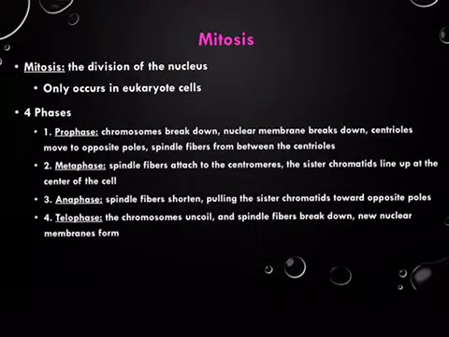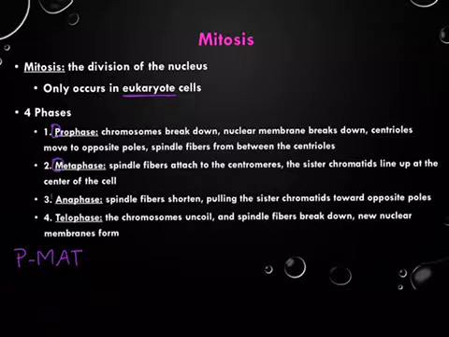So mitosis is the division of the nucleus. And this only occurs in eukaryote cells because they are the only ones with a nucleus. And there are 4 phases of mitosis. And so you have to definitely know the order. And you need to know what happens in each of these 4 phases. So a lot of students just remember PMAT for prophase, metaphase, anaphase, and telophase.